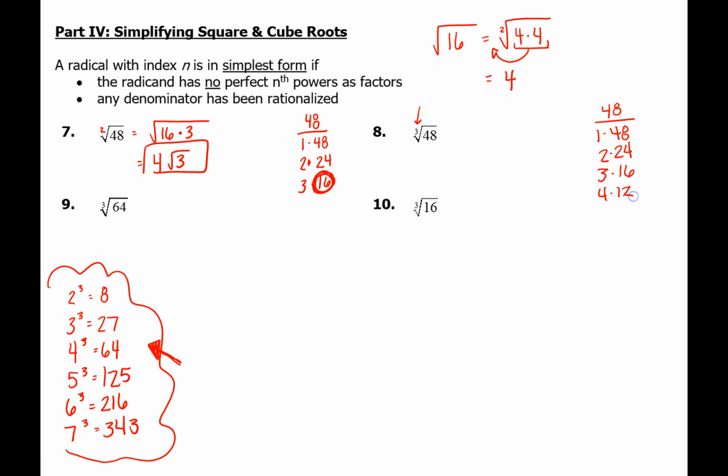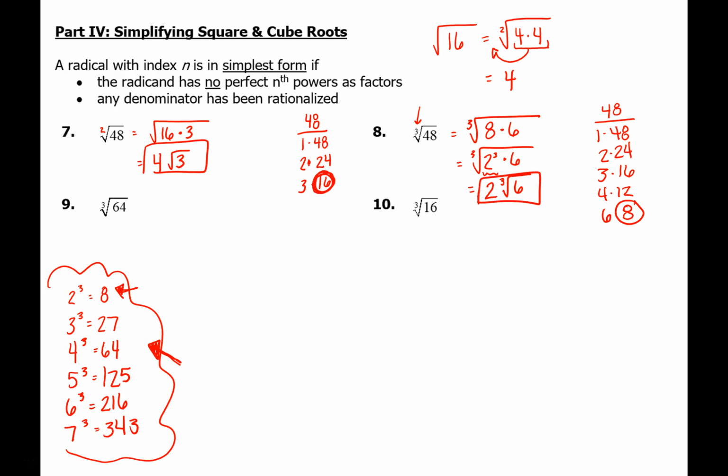No perfect numbers yet. 5 doesn't go into 48, but 48 divided by 6 is 8. And that does give me a perfect number. It gives me 2 to the third. So I'm going to write this as the cube root of 8 times 6. And then the cube root of 8, because 8 is 2 to the third, gives me a triplet of 2's. So that 2 comes outside and the 6 stays inside. And don't forget about writing your radical there. So that's my answer for that one.